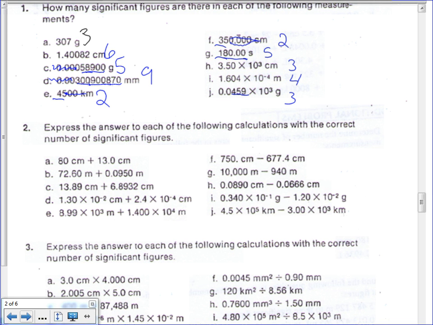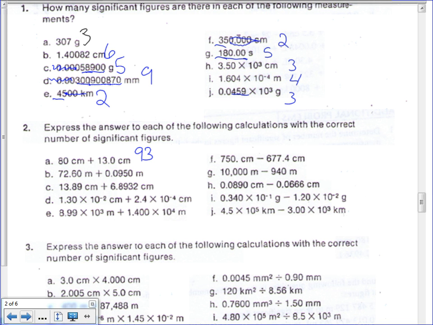All right, addition and subtraction. We look at the least number of decimal places, and that's what we round our answer to. So on letter A, 80 doesn't have any decimals. 13.0 has 1 decimal place. So when we add those together, we need to round it so that it's a whole number, which is fairly simple to do. We get 93.